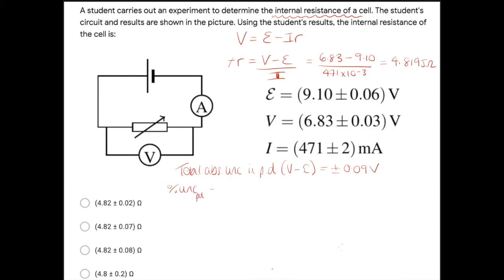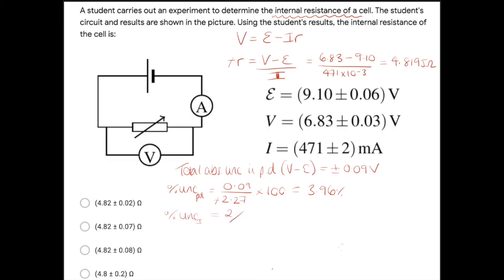From there, we can work out now our percentage uncertainty in, I'm going to call it PD still because it is V minus E. So that is our absolute, which is 0.09, divided by the calculated value for 6.83 minus 9.10, which, as I say, was minus 2.27. Now we can disregard the minus sign in this case because this is all about relative values for uncertainty. And then we multiply that by 100, and we end up with a percentage uncertainty of 3.96% in our value for V minus E.